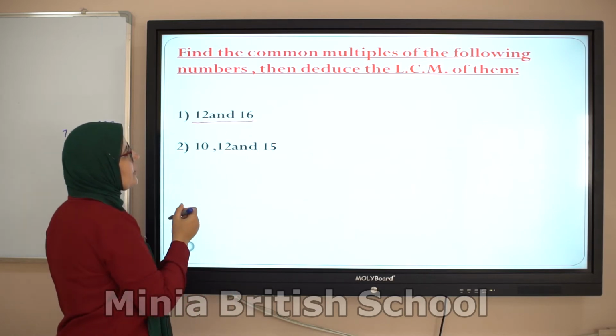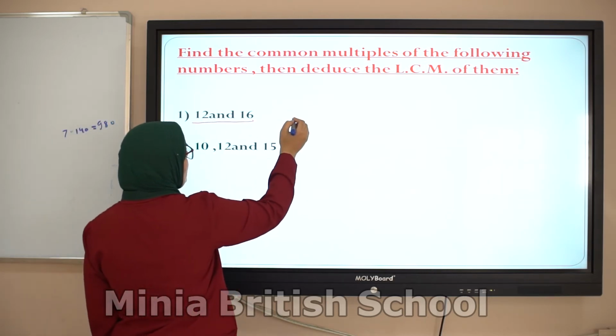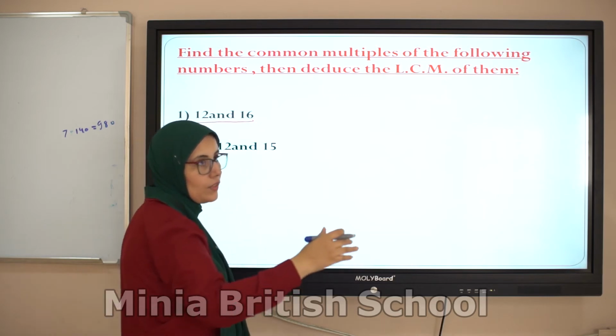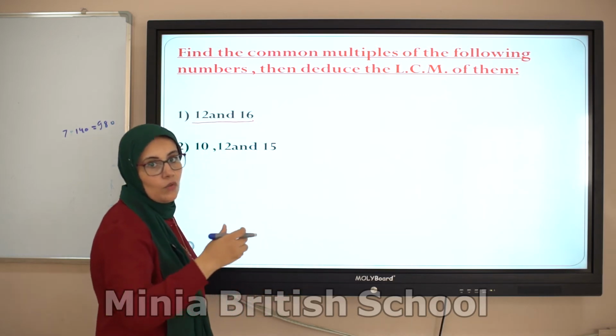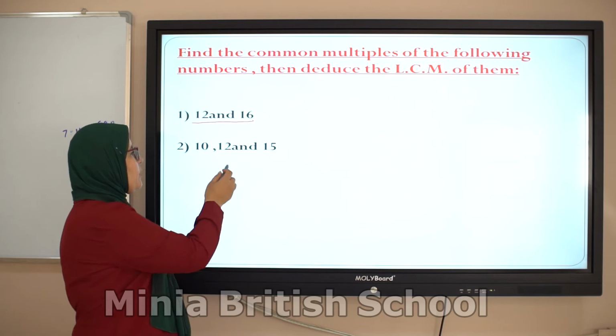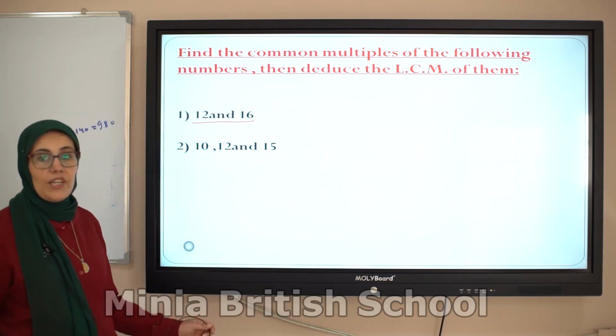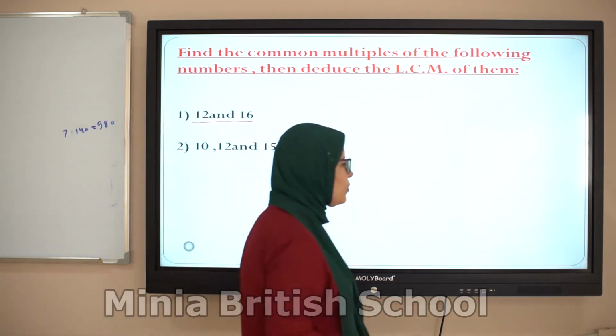Here we have 12 and 16. The multiples of 12 will be 0, 12, 24, 36, 48, and so on. What about this? I will do this the same way. Actually, I will leave it as homework for you.